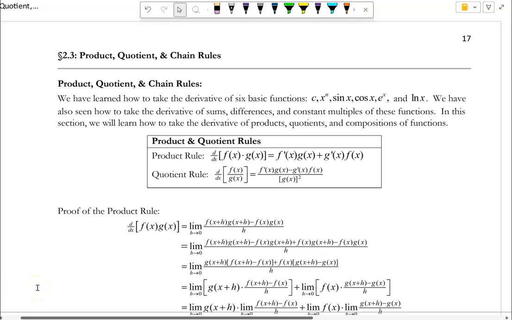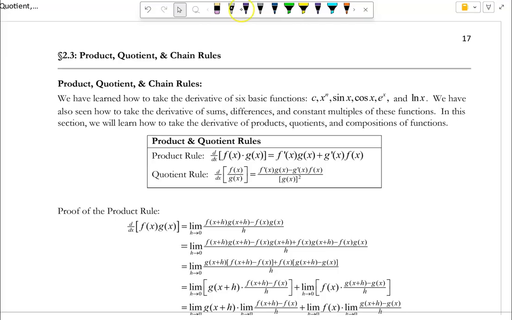In Unit 2.3, we're going to learn a couple more rules as far as our derivative rules go. Like I said in our last lesson, I would really encourage you to make some flashcards so that you can study and memorize these rules.